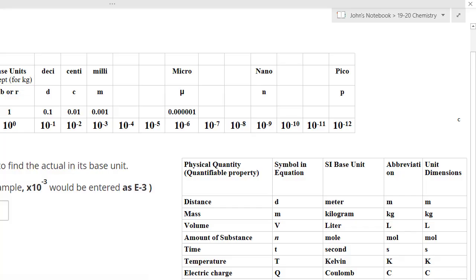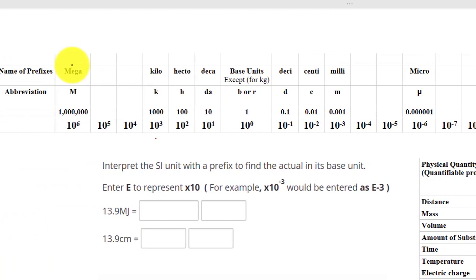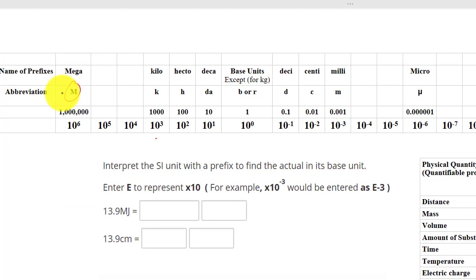First, we have this table over here that tells the values of each prefix. And we also have a table that tells us all the major SI units that you are going to use for this class. So let's look at some of the common basic prefixes that we see. Well, first of all, look at the mega. You have heard of the Mega Millions lottery. That is millions, okay? Now, what is million comparing to?